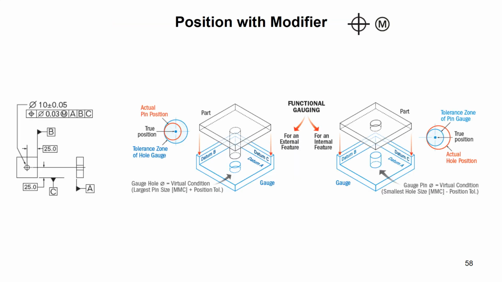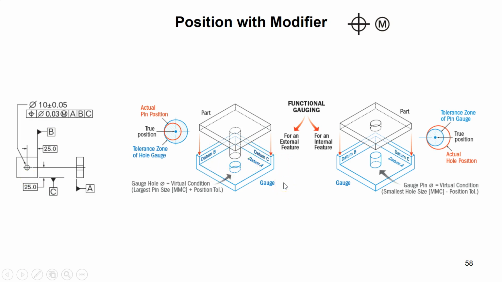Let's look at another scenario. The position with the modifier. So here, let's look at this. How do we interpret that? Here I'm saying the diameter of this hole is 10 and it can be made plus and minus 0.05 bigger or smaller. I'm also saying that the true location of the center can be off radially by 0.03, where my datums A, B, and C, which are the bottom, the right, and the front face of the object, are to be fixed on the table, on the inspection table.